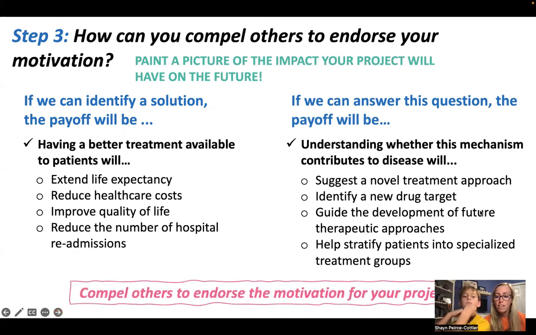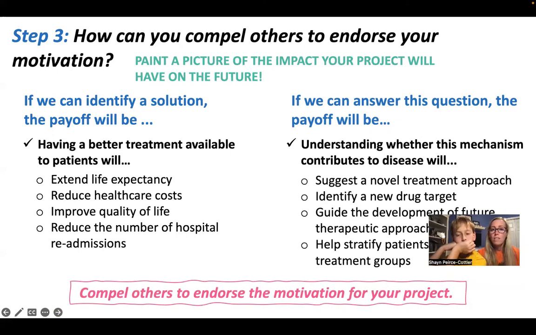So if you want to pause here and think for a minute about what is the picture of the future that will compel your audience to really get on board with the motivation for your project. Matthew, what was the motivation way you compelled others to get on board with your motivation?